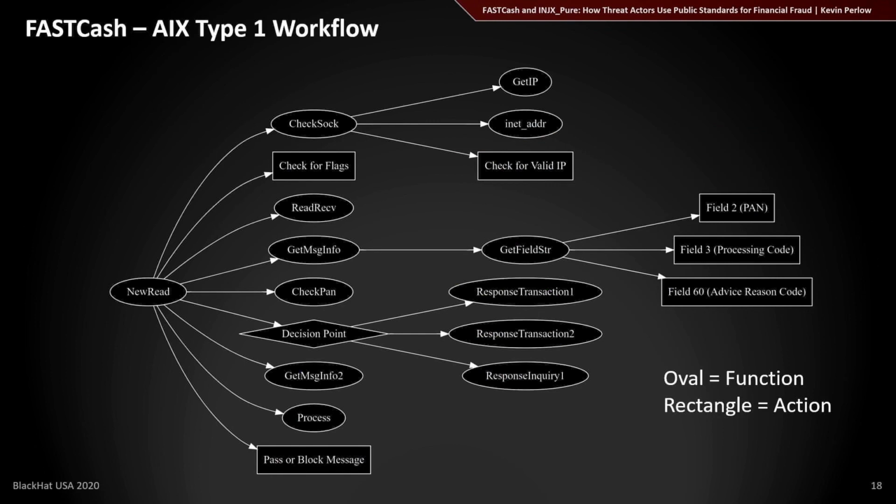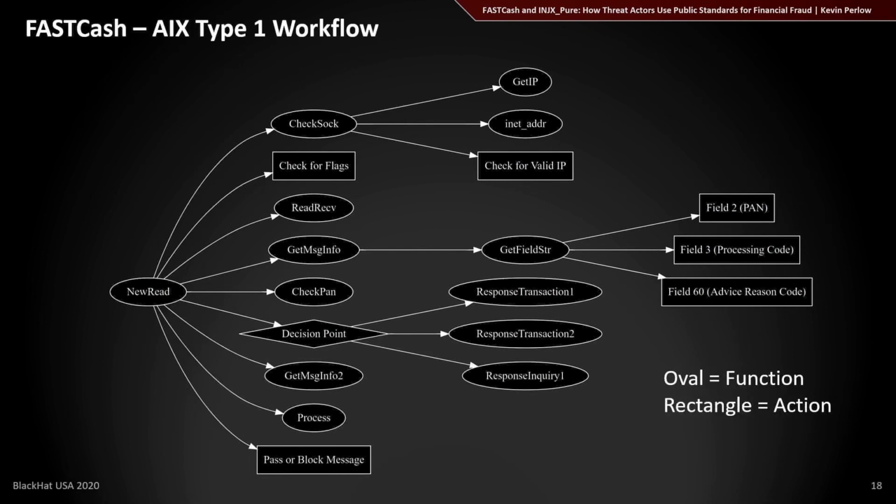Once you have all of those principles in mind, you can go through and map out how this malware works. The way you would read this graph is from left to right and top to bottom. This malware is injected into software on the payment switch, and a new ISO 8583 message comes in. The malware will intercept that message and call this function new read. From there, it will call check sock, and check sock will call get IP, INET address, and perform a check for a valid IP to make sure that the message is originating from where it's supposed to be. Then it will move on sequentially down the line to check for flags, then read receive, and so on and so forth.